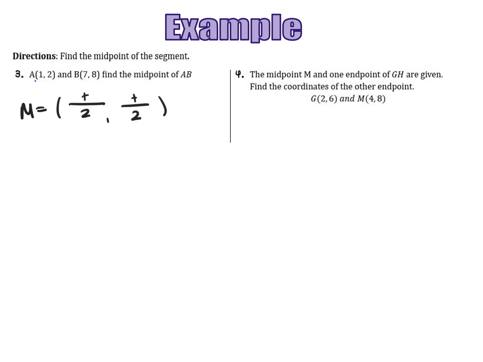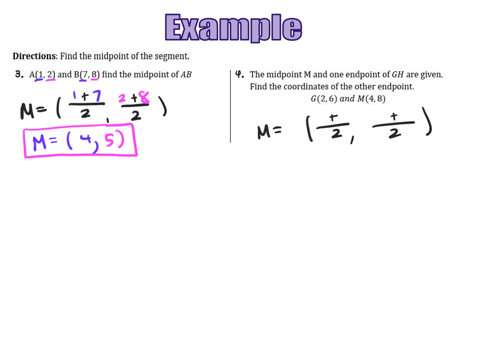So our x coordinates are 1 and 7, and our y coordinates are 2 and 8. And then we're just going to go ahead and simplify that. 1 plus 7 is 8, half of 8 is 4, 2 plus 8 is 10, half of 10 is 5, and these are the coordinates of our midpoint. Go ahead and pause the video and see if you can work through number 4 on your own, and then unpause the video and see how you did.